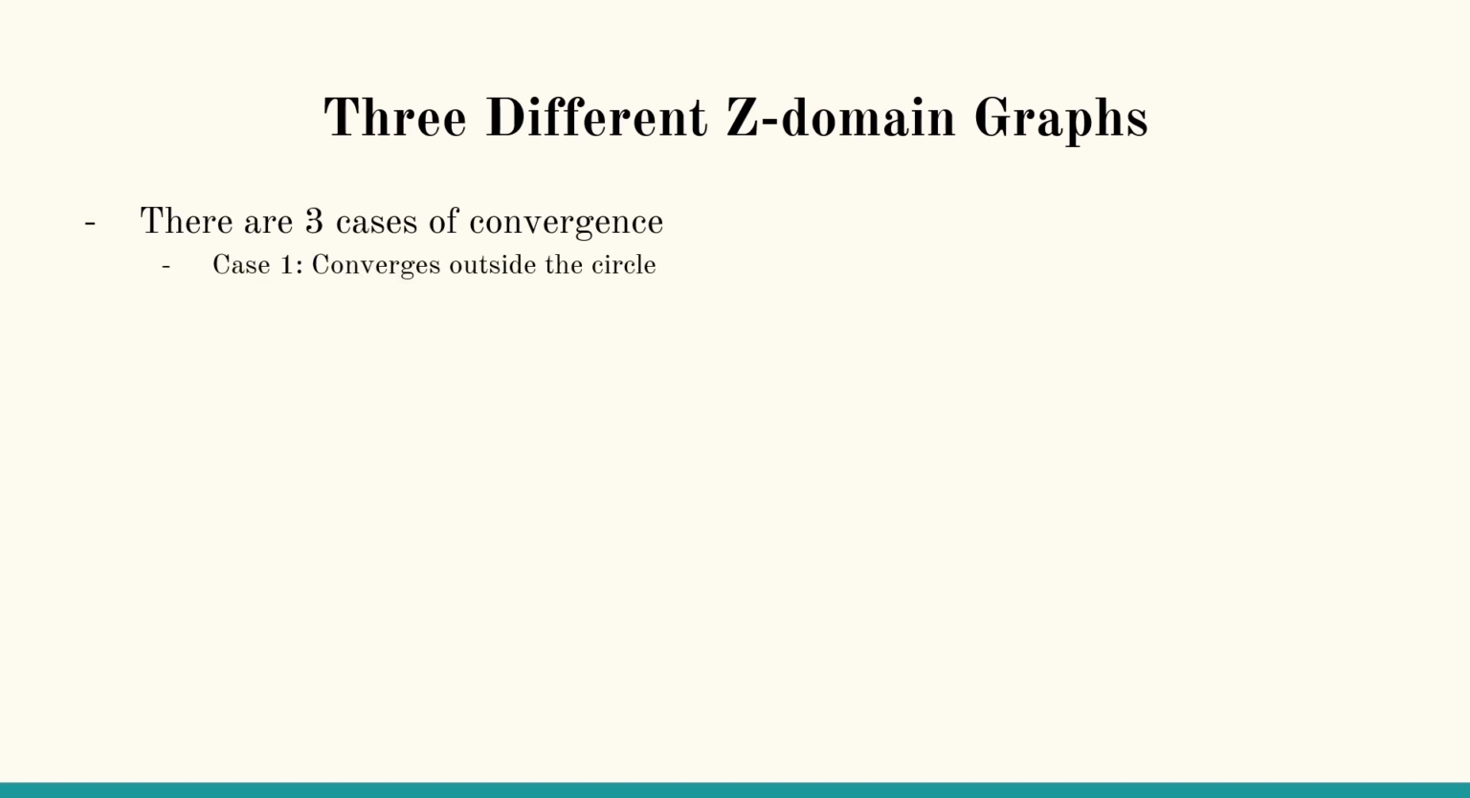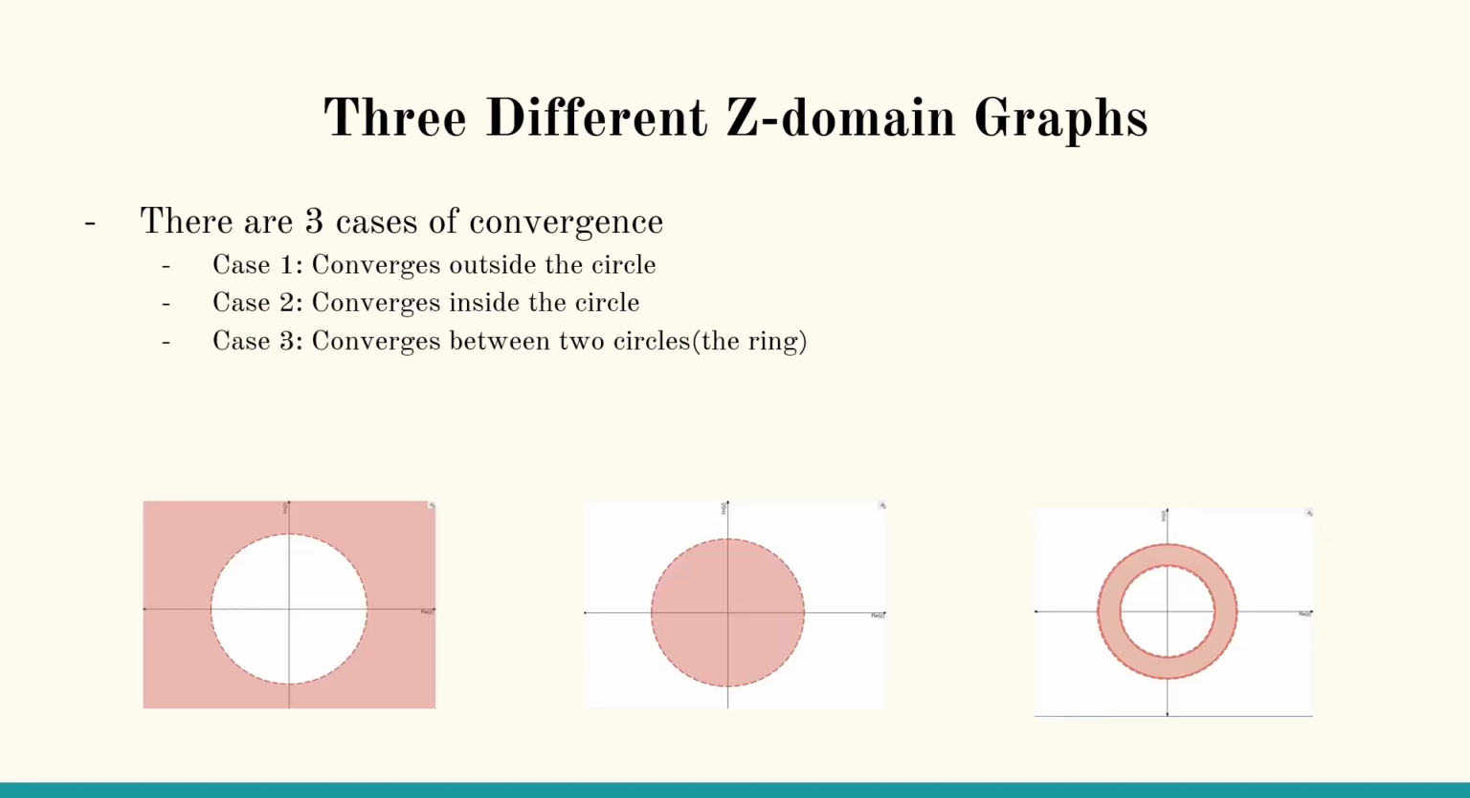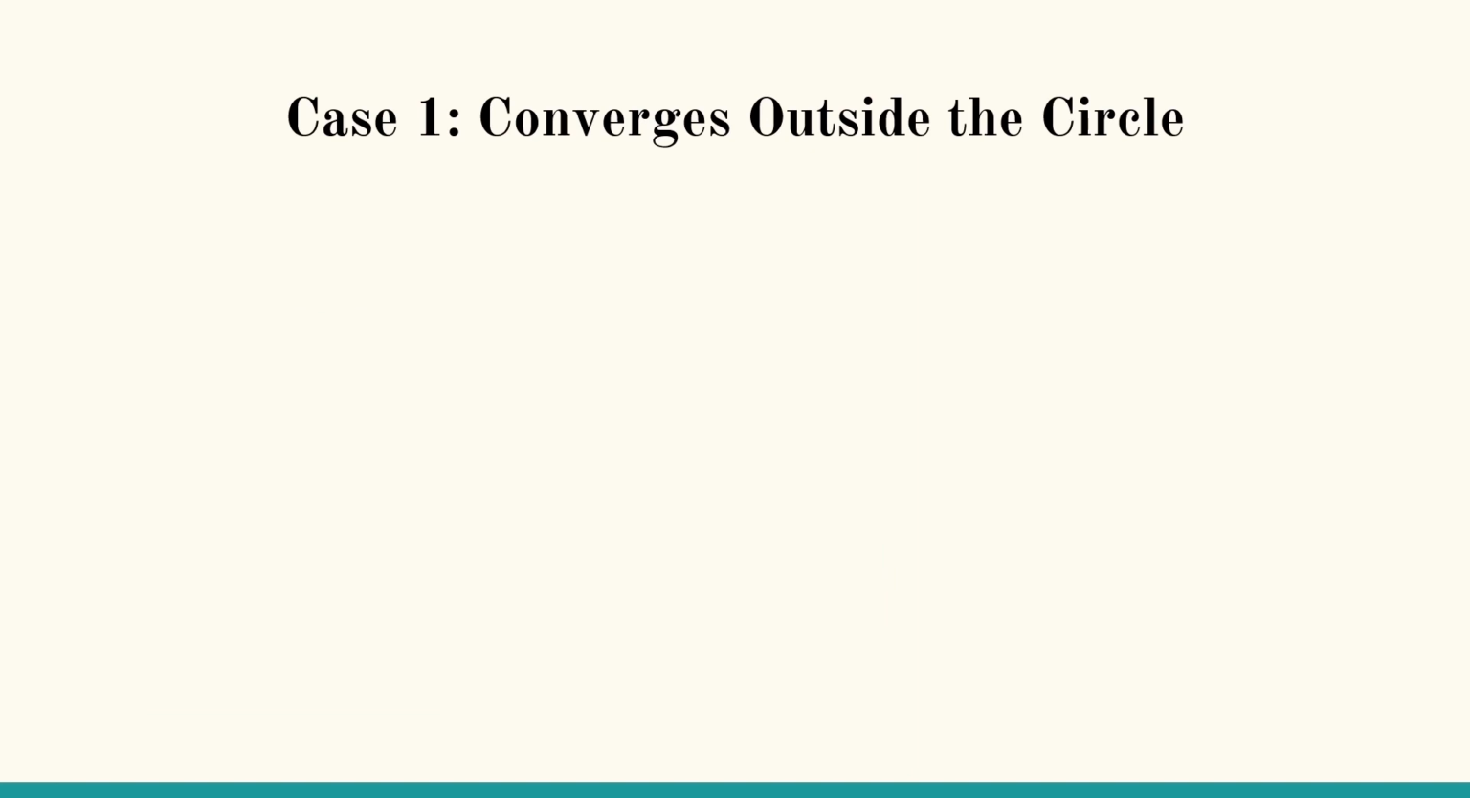Going further, there are 3 types of z-domain graphs corresponding to 3 cases of convergence. In case 1, the convergence is outside of the circle. In case 2, the convergence is inside of the circle. And for case 3, the convergence is between 2 circles, or a ring. And these are their graphs. To understand all 3 cases, we'll look at a few examples.